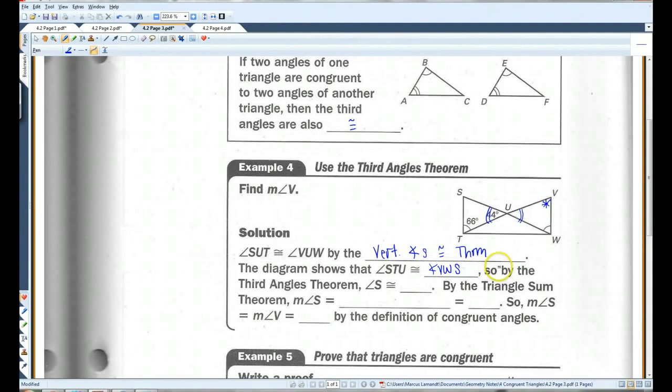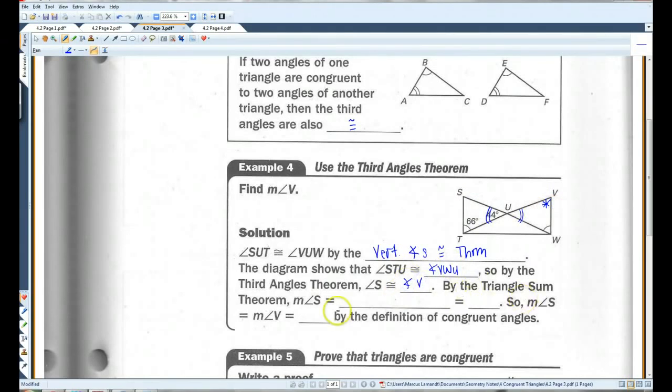Okay, when it says VWU, I guess we'll use the middle letter since this angle uses the middle letter. You could call it VWS, but whatever. So, by the third angles theorem, angle S has to be congruent to angle V.